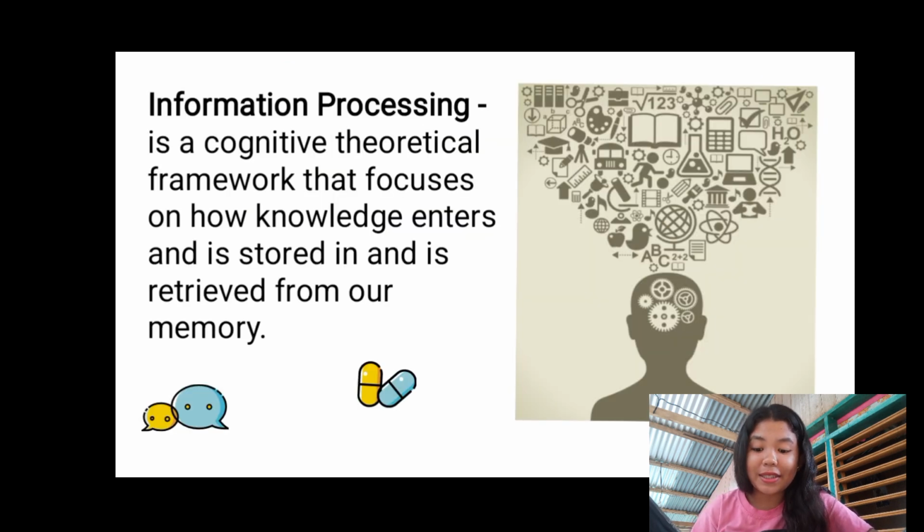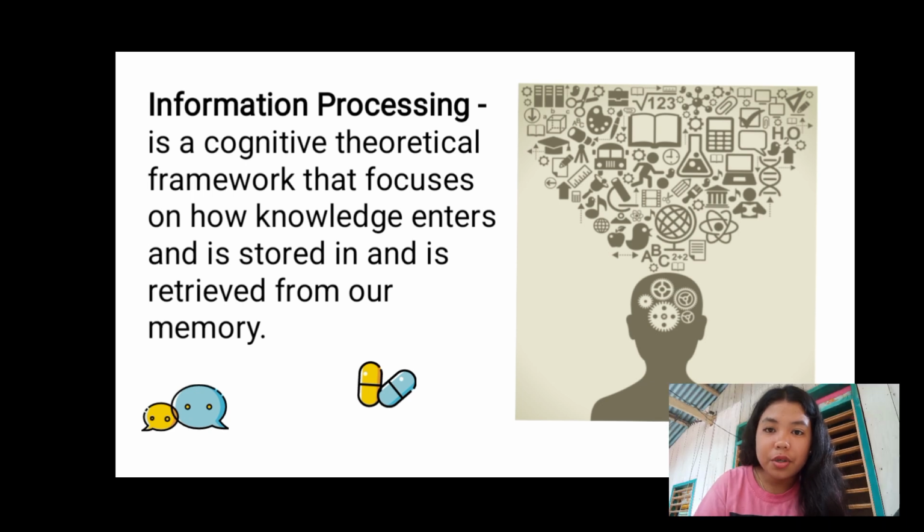Information processing is a cognitive theoretical framework that focuses on how knowledge enters, is stored, and is retrieved from our memory. Information processing theory refers to the way humans, computers, or systems take in information, make sense of it, store it, and use it. It involves a sequence of steps like input, processing, storage, and output.